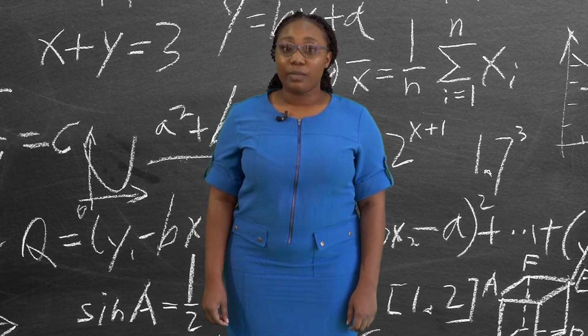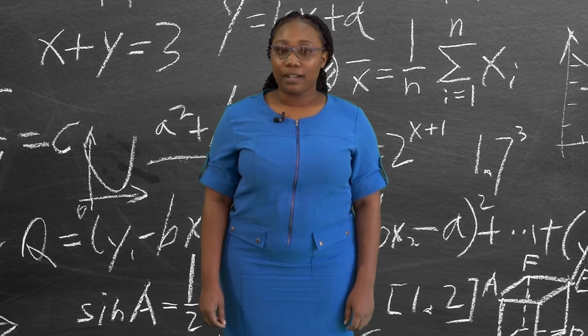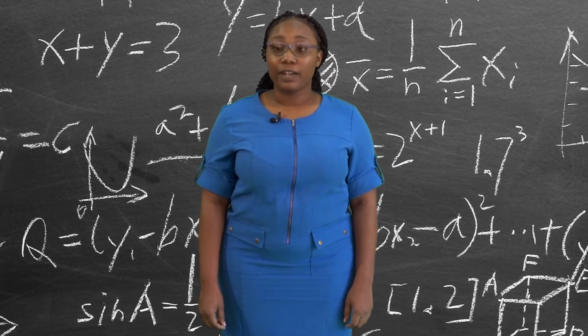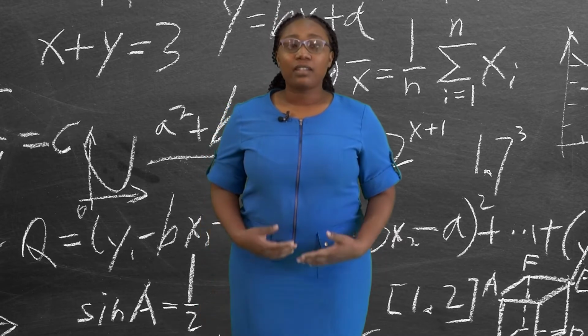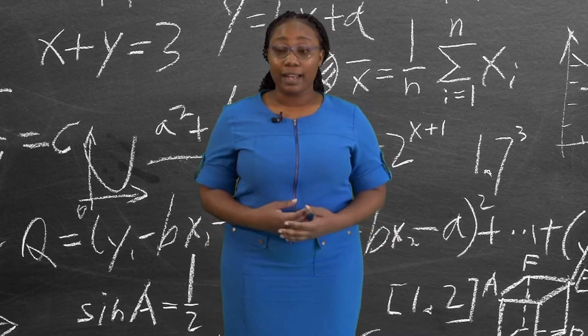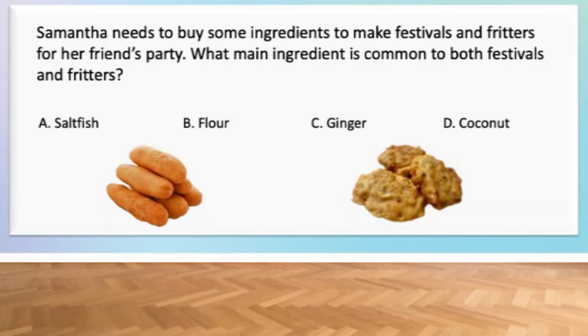Samantha needs to buy some ingredients to make festivals and fritters for her friend's party. What main ingredient is common to both festivals and fritters? Is it A, saltfish, B, flour, C, ginger, or D, coconut? If you said flour, you are correct.